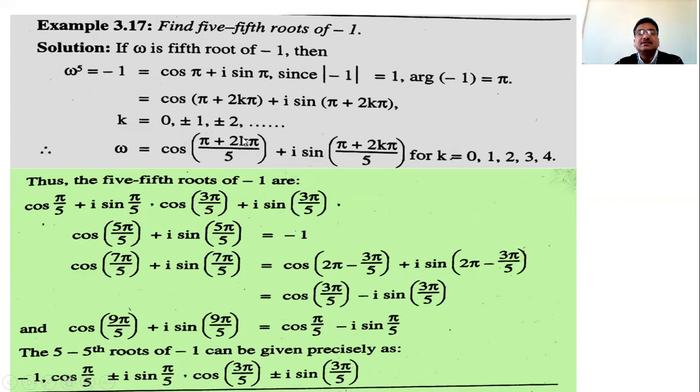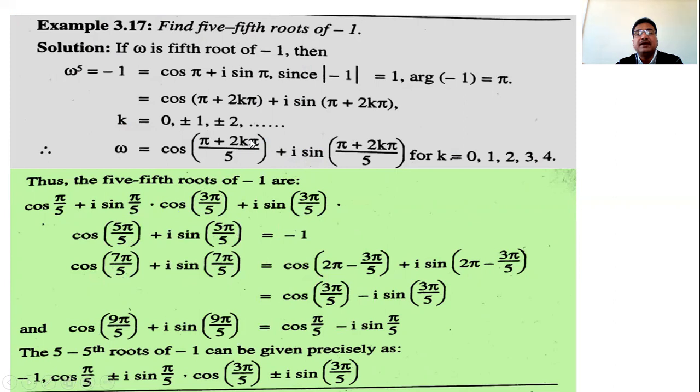Then substitute k as 3, we get this. No need to simplify it, right? It remains as it is. That is cos 7 pi by 5 plus I sin 7 pi by 5. And next is substitute k is equal to 4.